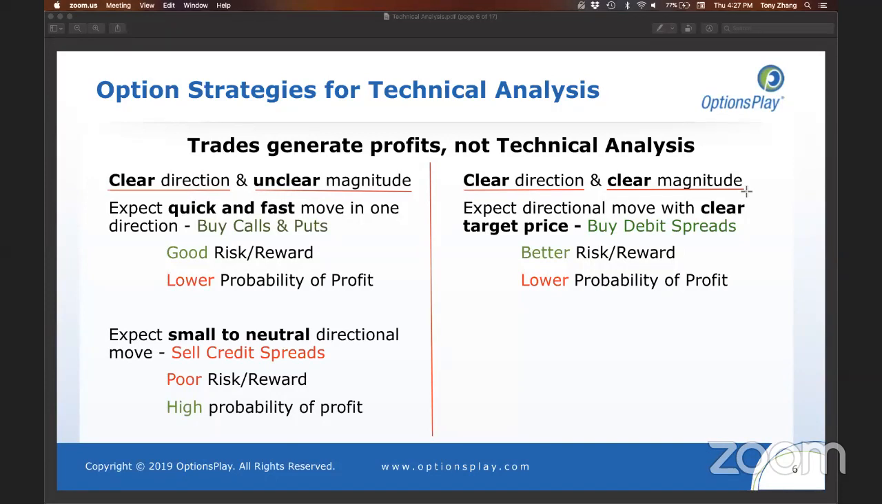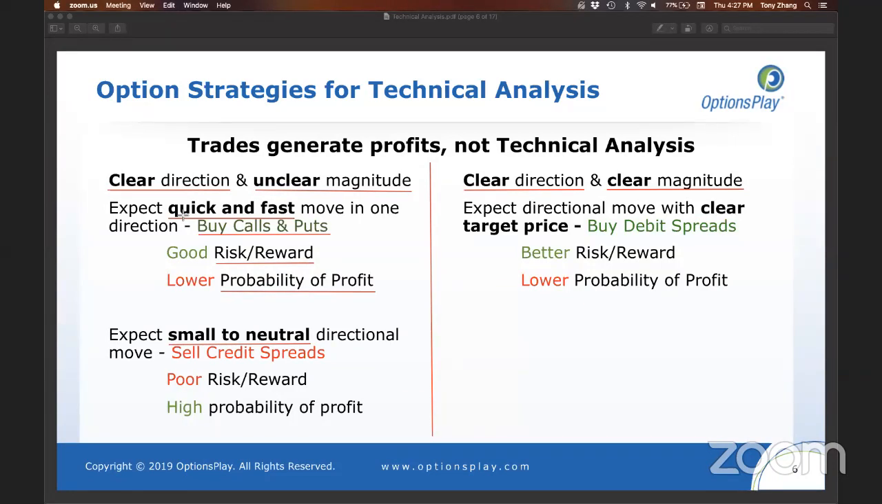On the clear direction but unclear magnitude side, it really depends on whether you expect the move to be quick and fast, or if you expect it to be relatively small or neutral. If you expect a move to be quick and fast, and we'll explain what type of scenarios that will be, you typically will want to buy a call or a put. That's a fairly simple option strategy that allows you to take advantage of a quick and fast move. These have good risk to reward ratios. They typically have lower probabilities of profit, but especially when you expect a quick and fast move, that's what you're really looking for, that really good risk to reward ratio.